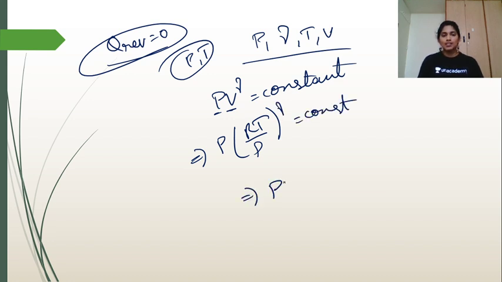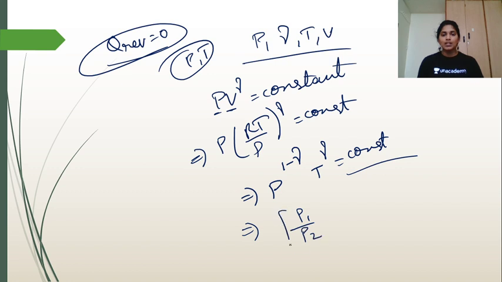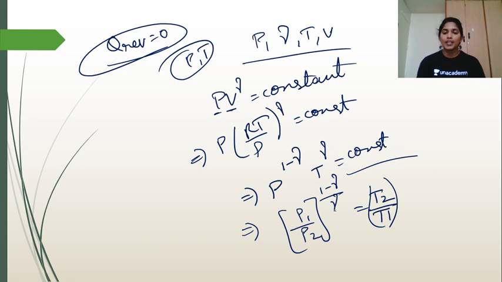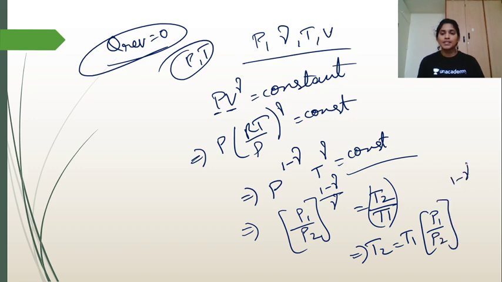So what does this mean? This means P power 1 minus gamma into T power gamma is equal to constant, right? So from this we get (P1 by P2) to the whole power of (1 minus gamma) by gamma is equal to T2 by T1. So in place of T2, we can substitute T1 into (P1 by P2) whole power (1 minus gamma) by gamma, right? So are you clear till now?